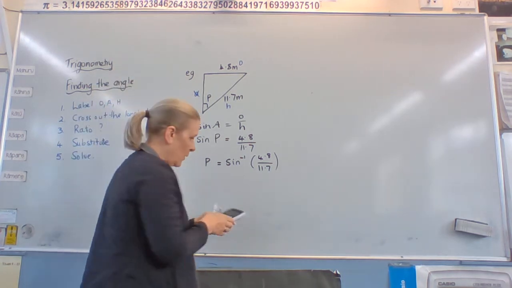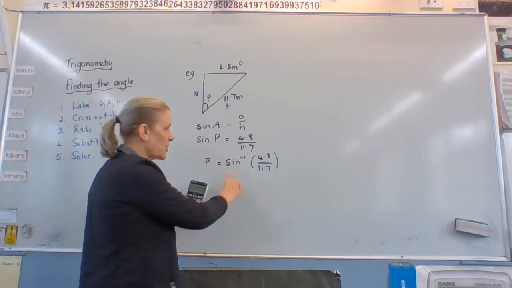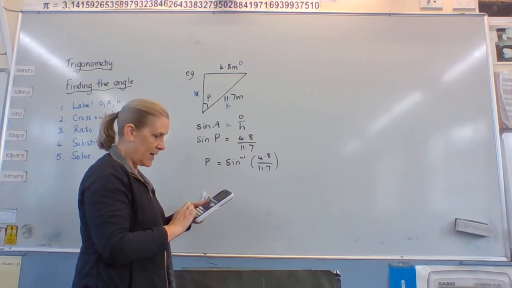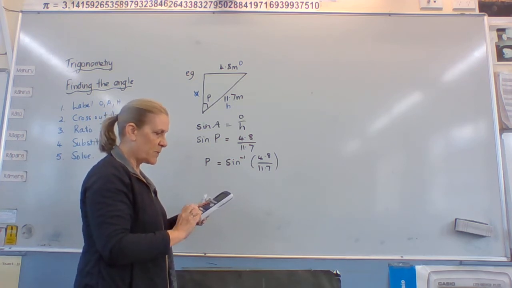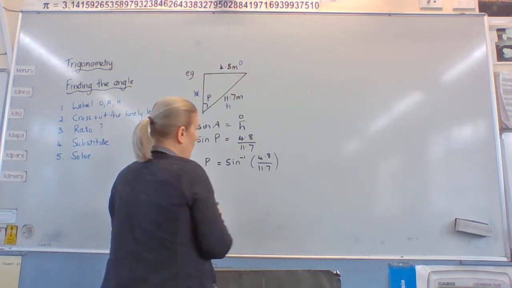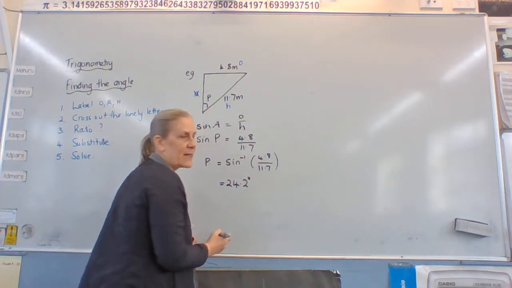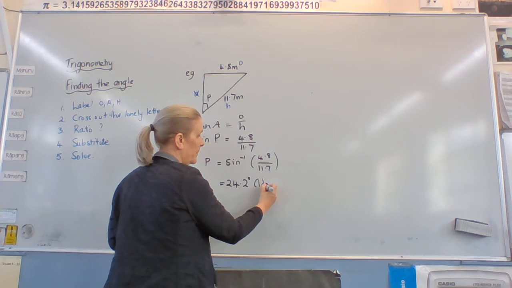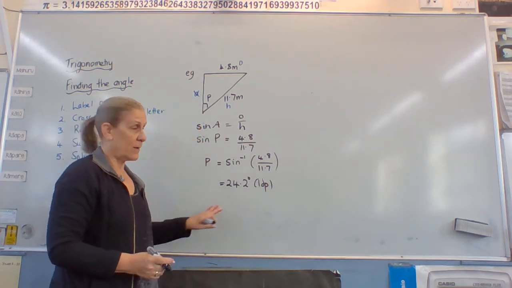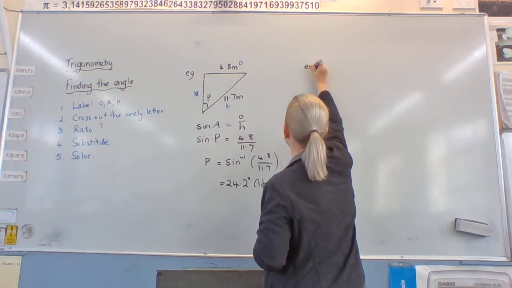So, writing this in, we'll put shift sine on a Casio, shift sine, bracket 4.8 divided by 11.7, close bracket, exe, 24.2 degrees. We only write our angles usually to 1 decimal place, unless we're asked for something else. All right, so we write our lengths usually to 2 decimal places and our angles to 1. All right, so that's that one. Let's have a look at a different one. One more.